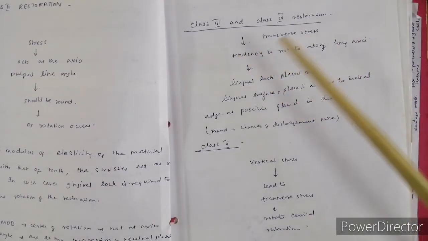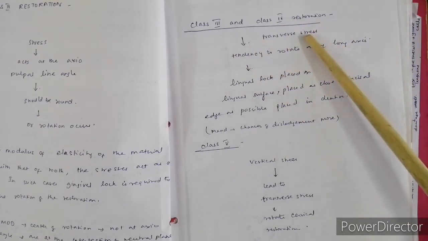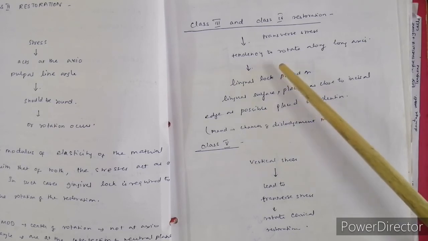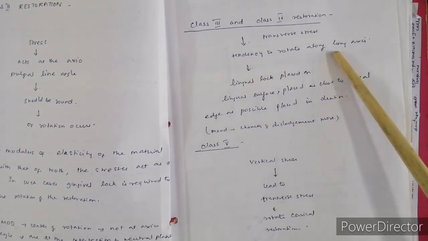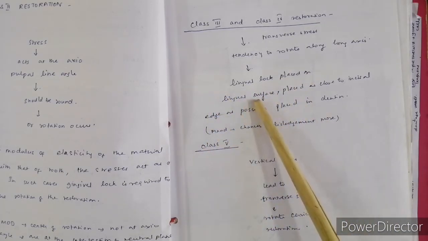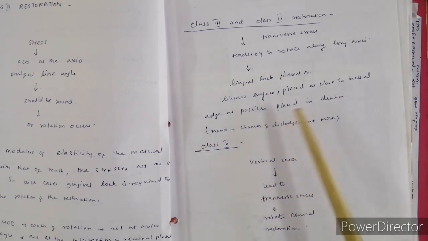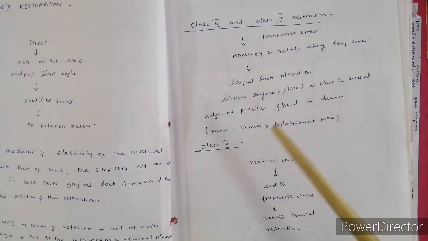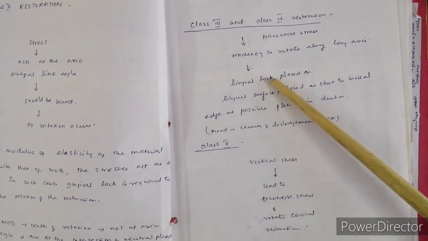In class 3 and class 4 restoration situations, the increased transverse stress can cause the restoration to have a tendency to rotate along the long axis. Therefore, a lingual lock is placed on the lingual surface, as close to the incisal edge as possible, and it is also placed in dentin. So, for class 3 and class 4 restorations, in order to prevent dislodgement of the restoration, a lingual lock can be placed.